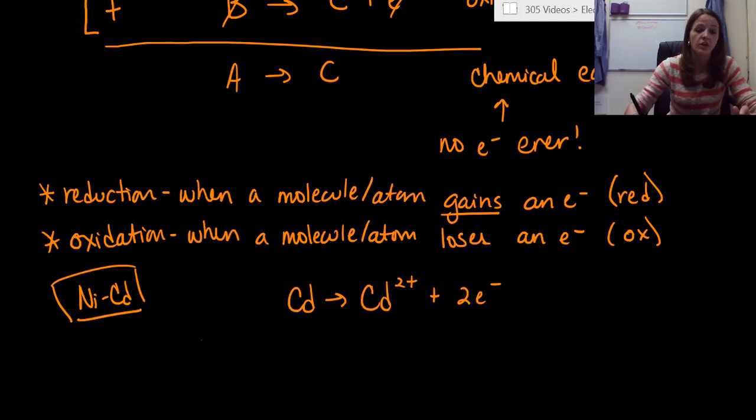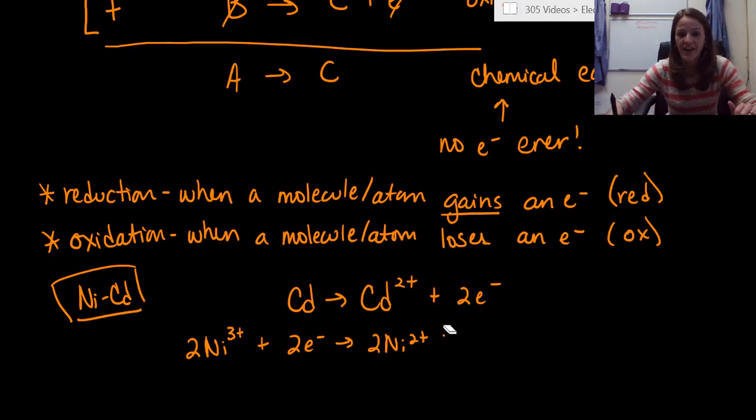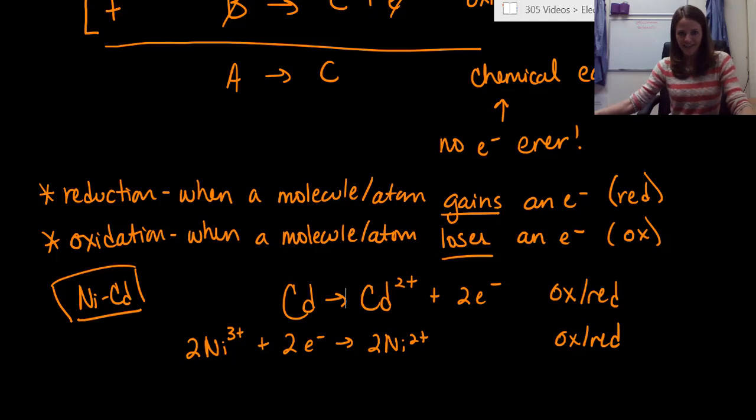And then we also have a nickel component, and so when the half reaction is balanced, you have 2 nickel 3 plus plus 2 electrons, and that goes to create 2 nickel 2 plus, right? And that's it. Okay, so now what I want you to do is tell me, is this an oxidation or reduction reaction? Same thing, so you're going to have two questions. Go. All right, did you get an answer?